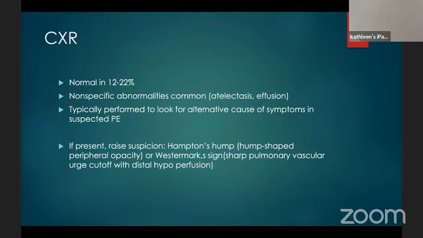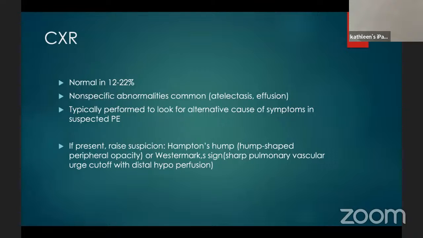Next slide. Chest X-ray is normal in 12 to 22% of patients. Non-specific abnormalities are common, such as atelectasis and pleural effusion. And this is typically performed to look for alternative cause of symptoms in suspected PE as opposed to being actually diagnostic. And I apologize also, I would have loved to include pictures, but my time and my computer capacities are quite limited. So, I encourage you to look up pictures online of these findings.